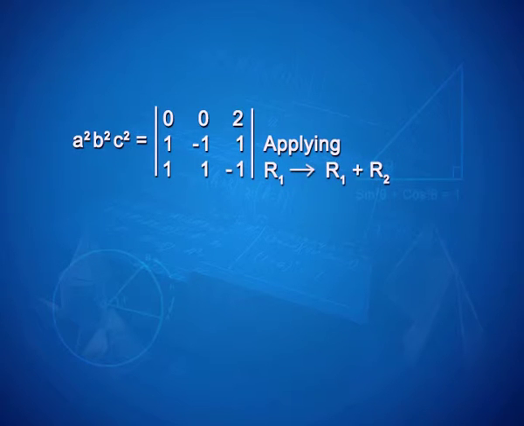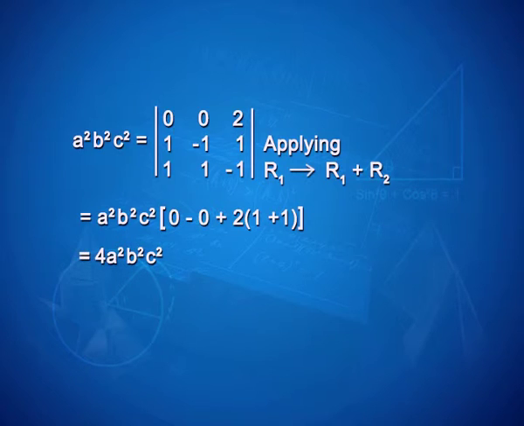Now, by applying R1 obtained by adding R1 and R2, we have a square into b square into c square multiplied by determinant 0, 0, 2, 1, minus 1, 1, 1, 1, minus 1. This gives a square, b square, c square into 0 minus 0 plus 2 into (1 plus 1). This can be simplified as 4 into a square, b square, c square, that is equal to RHS.